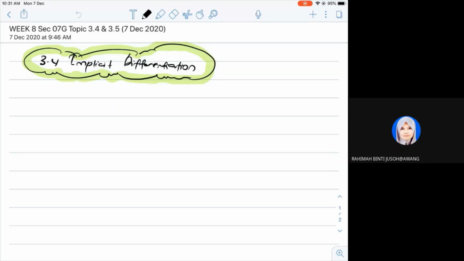For example, if you look previously, we will have something like this: f(x,y) equals x y cubed plus cos(xy), something like this. This type of equation just uses the ordinary partial differentiation, the common one.